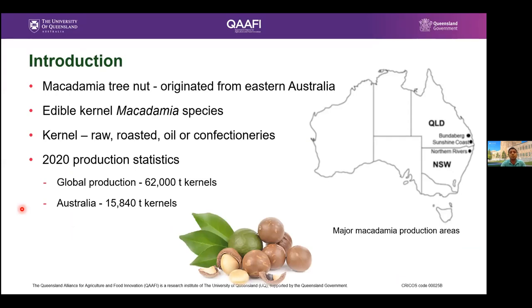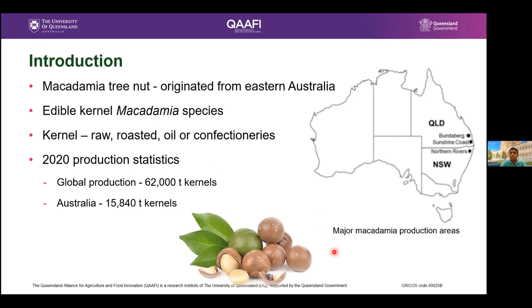The macadamia tree nut crop originated from eastern Australia. There are four species in the genus Macadamia. Among them, two species, Macadamia integrifolia and Macadamia tetraphylla, and their hybrids produce edible kernels. Macadamia kernels can be eaten raw or roasted, and can be used in the manufacture of oil or confectionaries. According to 2020 production statistics, the global production of macadamia was around 62,000 tons of kernels, where Australia contributed one quarter of the global production.